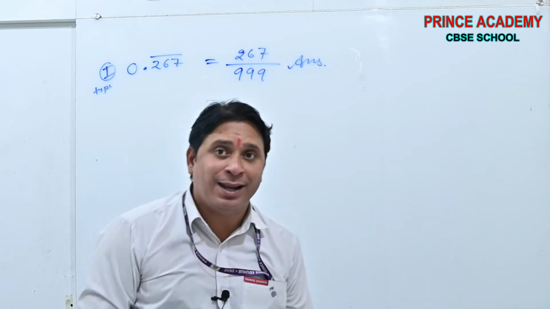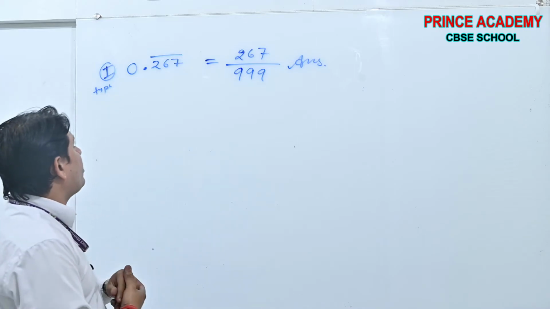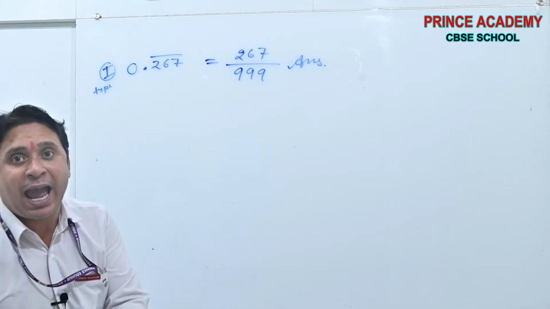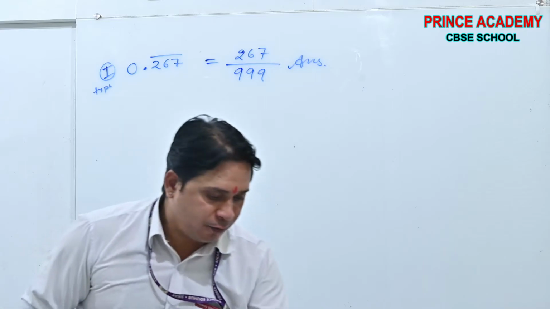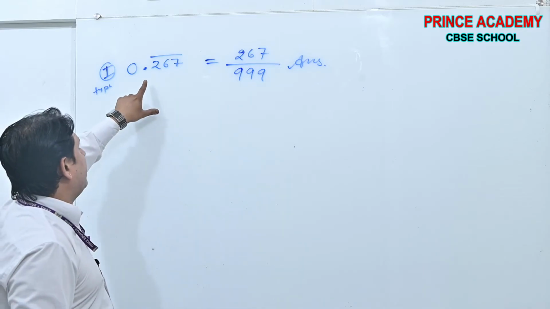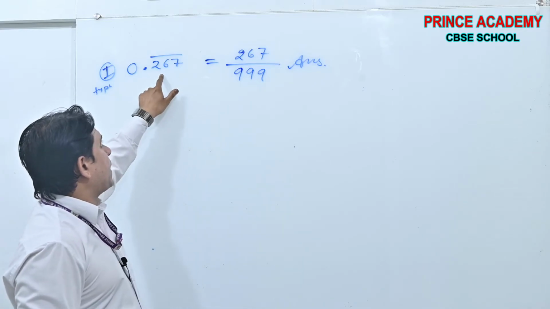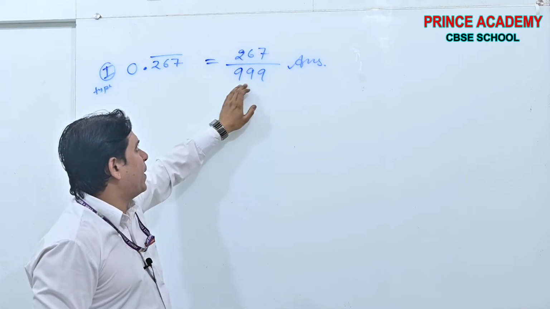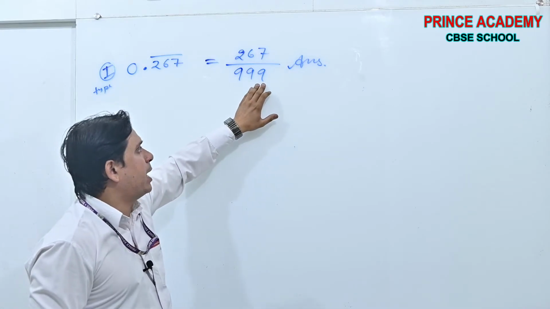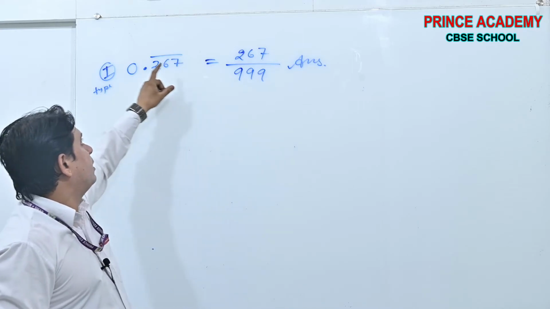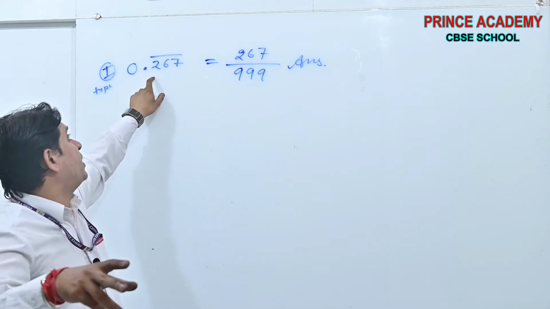It was so simple. In this kind of questions, what we have to do? We have to write the numbers which are repeating and divide by the number. So divide by the nines, which is equal to the number of the digits which were repeating.